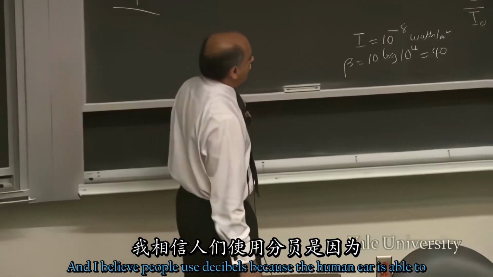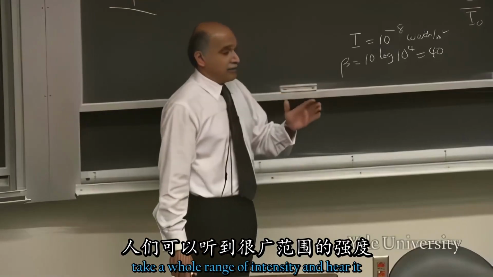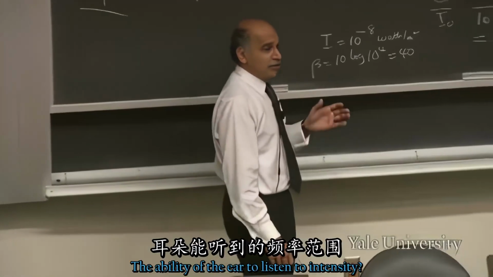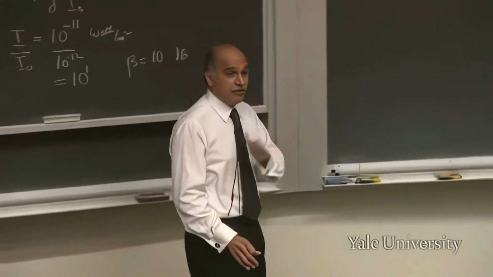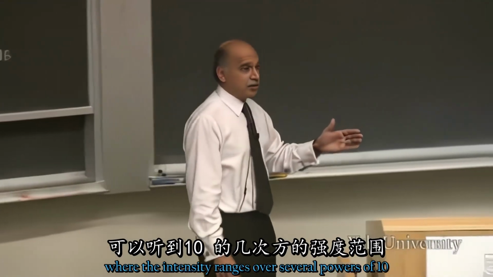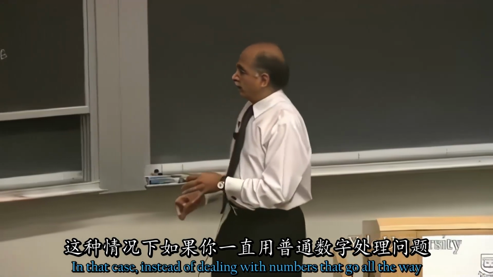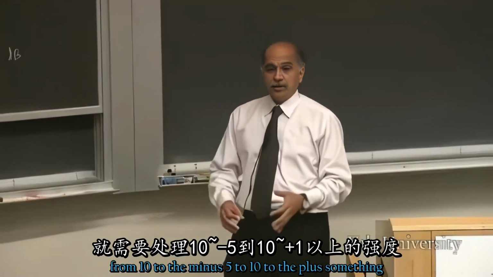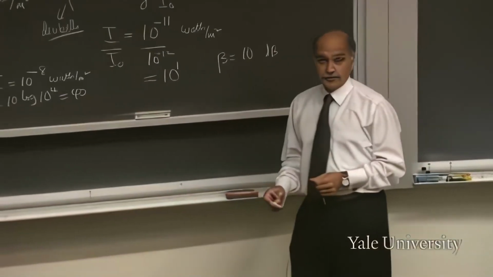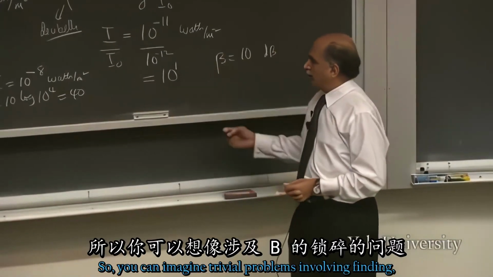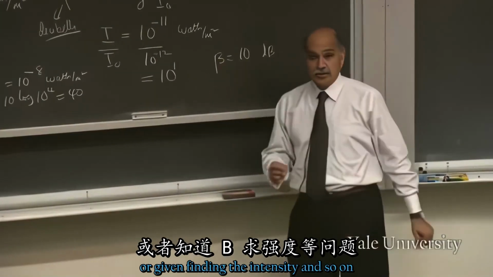And I believe people use decibels because the human ear is able to take a whole range of intensity and hear it. You might think there's a very narrow band you can hear, but you can hear a very wide band, and the intensity ranges over several powers of 10. In that case, instead of dealing with numbers that go all the way from 10 to the minus 5 to 10 to the plus something, you deal with the logarithm of the number, then it's more manageable. So you can imagine trivial problems involving finding beta, or given beta, finding the intensity, and so on.